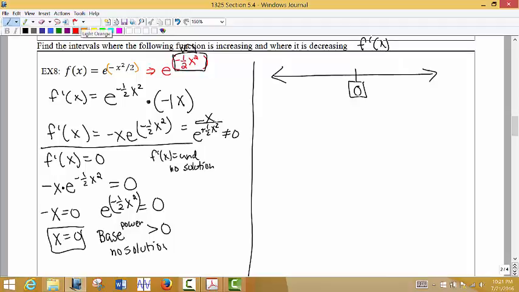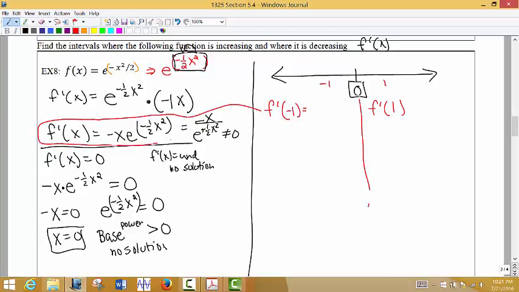Alright, so we want to find out where we're increasing and decreasing, so we're going to take the first derivative and we're going to plug in some test values. So from the left side, I'm going to choose negative 1, and on the right side, I'm going to choose positive 1. And remember, we're plugging them into the first derivative. We want to know what is the slope. So we plug in negative 1. I am going to plug that into our first derivative here.